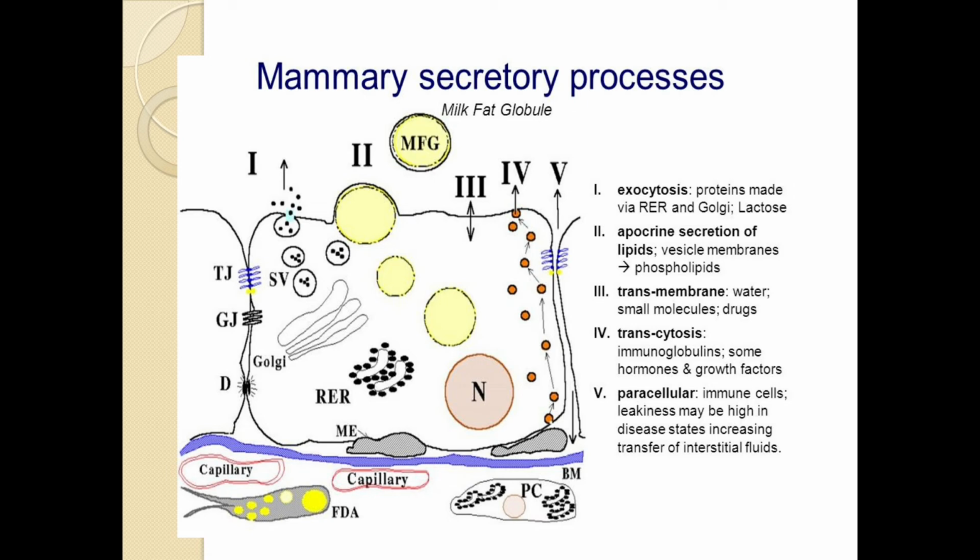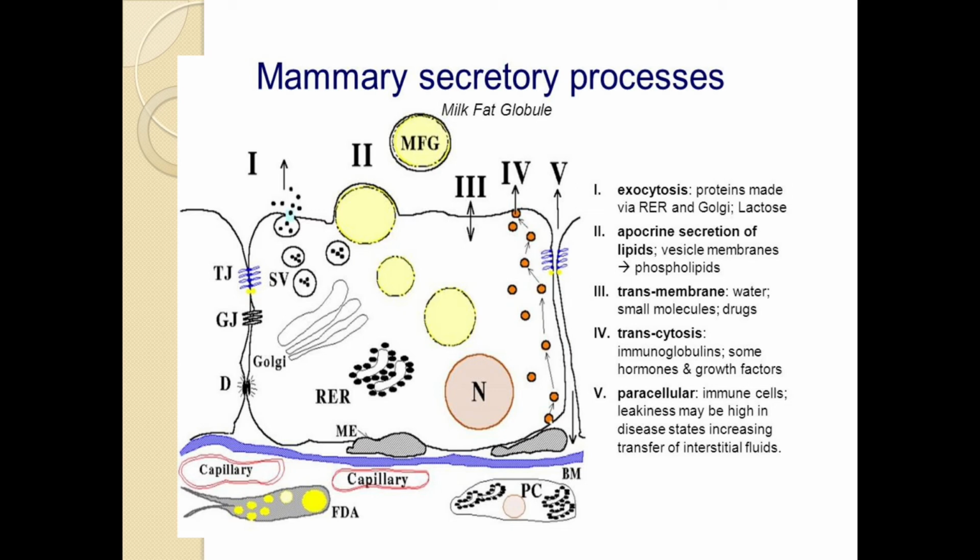There will be transmembrane secretion of water and small molecules, and transcytosis, that is from this side to the lumen. There will be secretion of immunoglobulins and some hormones and growth factors. And more important is the paracellular transport of immune cells. Breast milk is actually a living fluid because it contains corpuscles containing leukocytes.